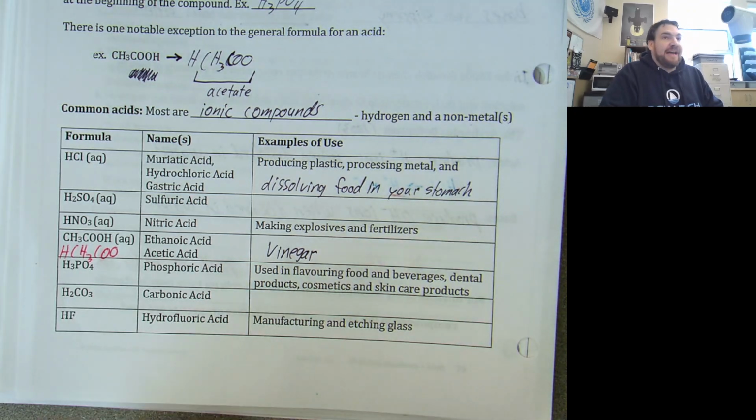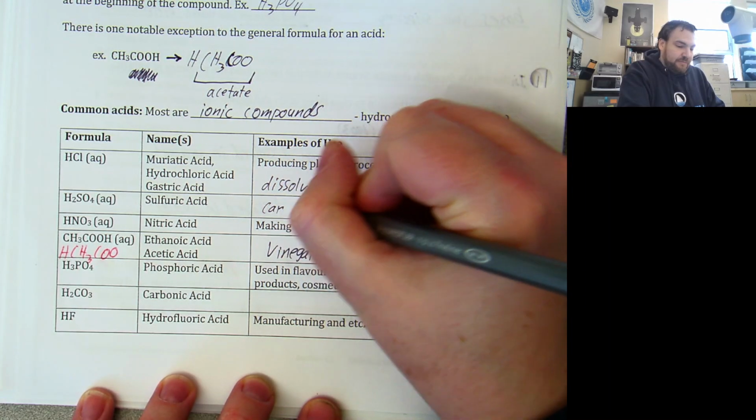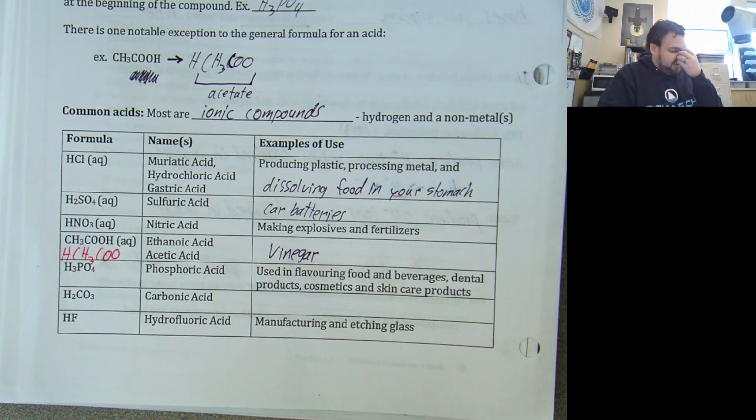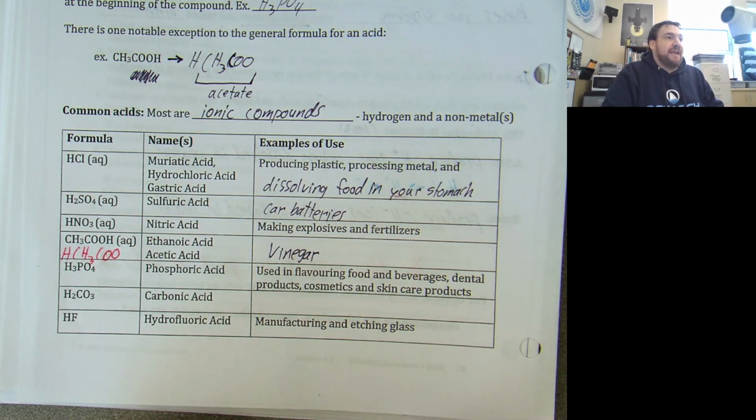Sulfuric acid. Sulfuric acid is always dangerous. Sulfuric acid is fun to play with. Don't do it. I'll do it for you later. Sulfuric acid is used in car batteries, among other things. But that's its most common regular purpose. Nitric acid is used in the making of explosives and fertilizers for crops.